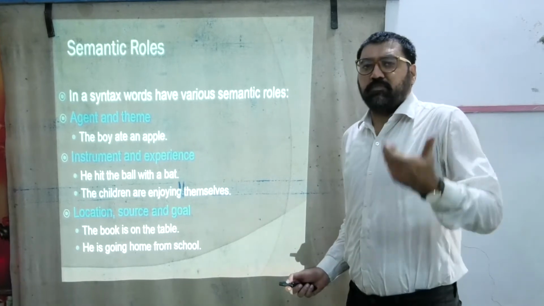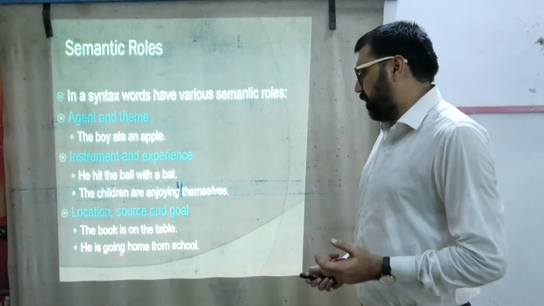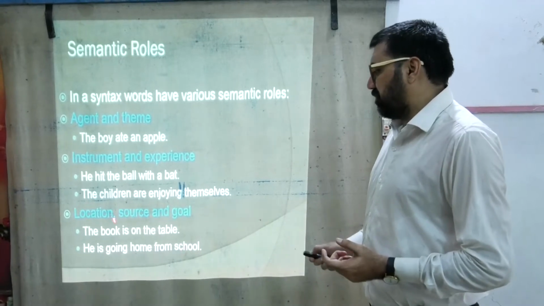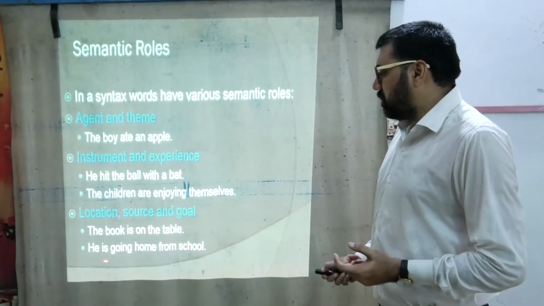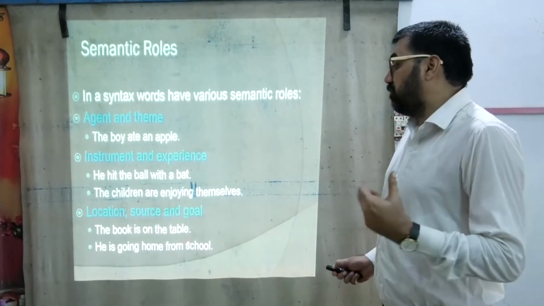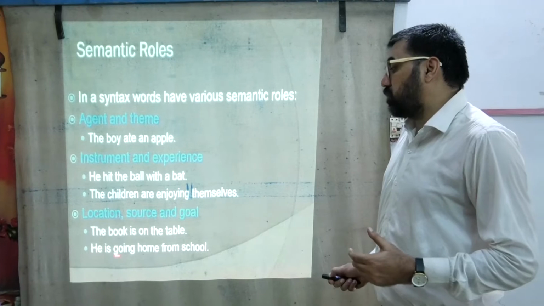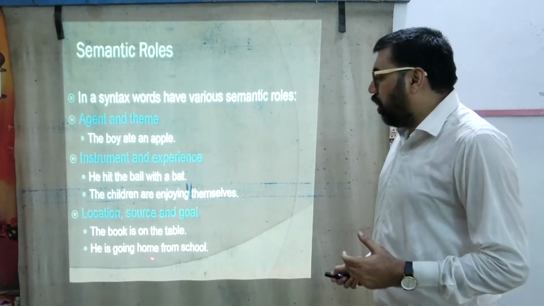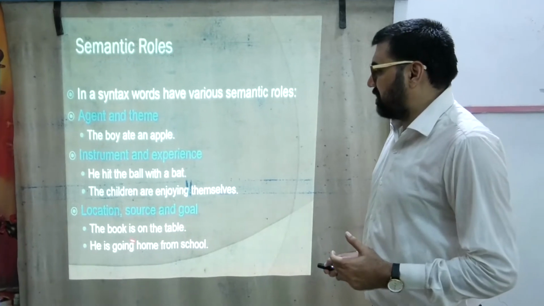Source, what is the meaning of those? Where the entity moved from. He is going home from the school. It means that the school is the source of this sentence. And goal means where it moved to. He is going to home. It means that home is the goal of this sentence.